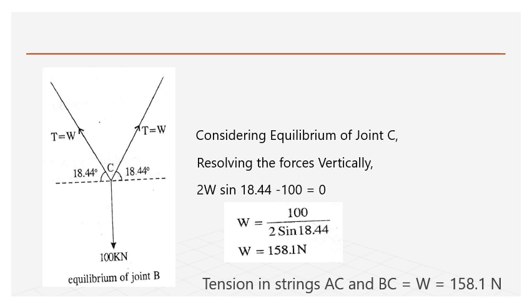If we resolve this vertically, both the strings are inclined at the angle 18.44. So sigma V is equal to 0. W sine 18.44 plus W sine 18.44 becomes 2W sine 18.44. Another force is the 100 kilonewton acting vertically downwards, minus 100, is equal to 0. So W is equal to 158.1 Newton. So the tension in the strings AC and BC is equal to W, that is 158.1 Newton. Very simple, isn't it?